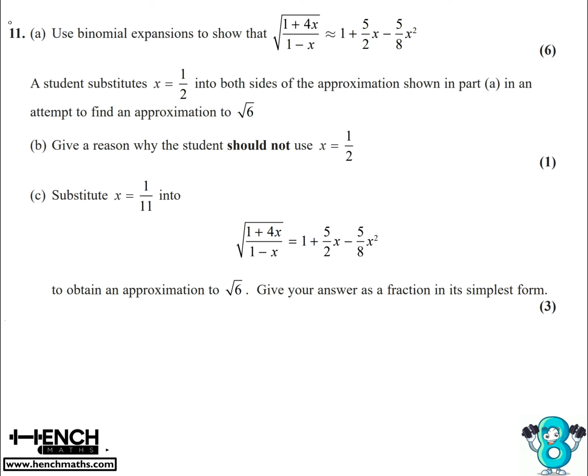Question 11. Part A. Use binomial expansions, so plural, could be important, to show that the square root of 1 plus 4x, all divided by 1 subtract x, is approximately equal to 1 plus 5 over 2x subtract 5 over 8x squared. After that, we then need to talk about why x equals a half shouldn't be used for an approximation, and then how would we actually find an approximate value for root 6 using this expansion. But let's start with part A.